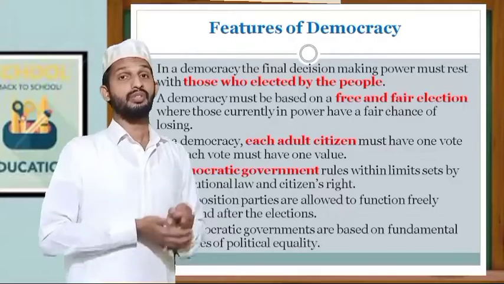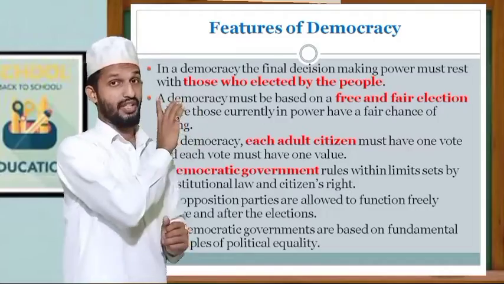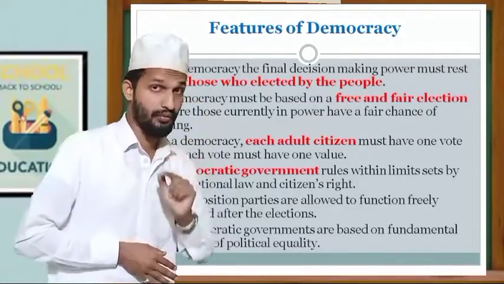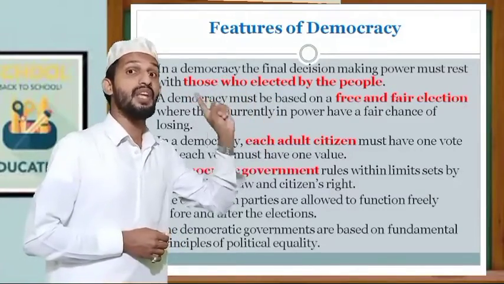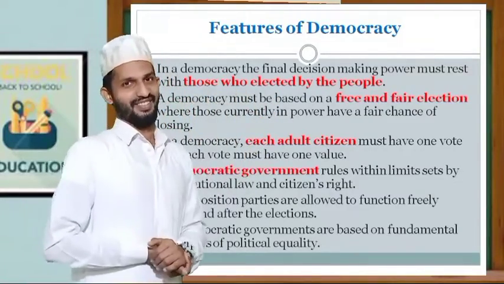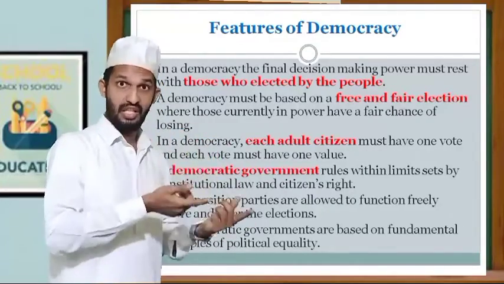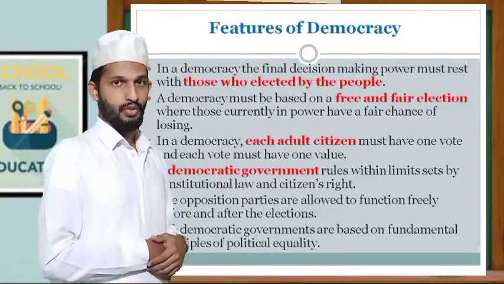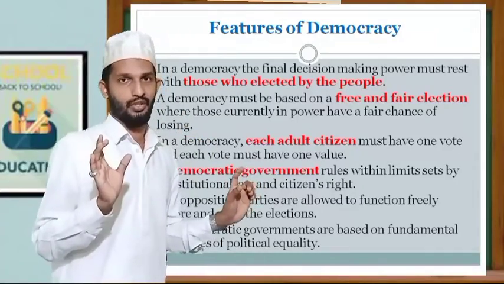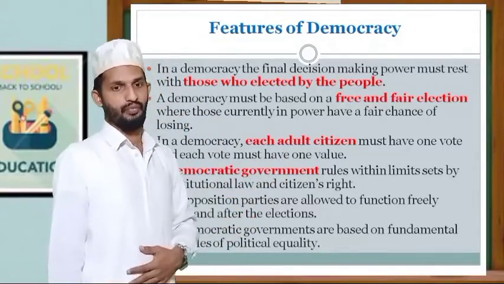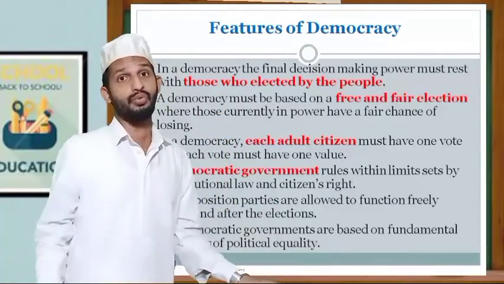And the second question was, what kind of election? So, that is the second feature of democracy, that a democracy must be based on a free and fair election. There should not be any money given to cast a vote or to contest an election. There is no need of money. So, that is free election. And also, there is no corruption in election. That's why it is called a fair election, where those currently in power have a fair chance of losing.